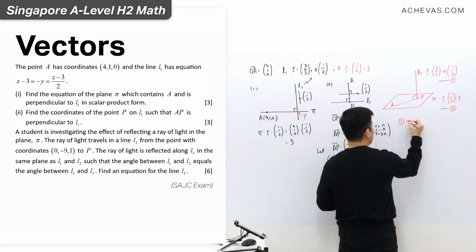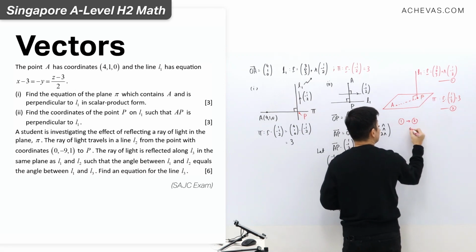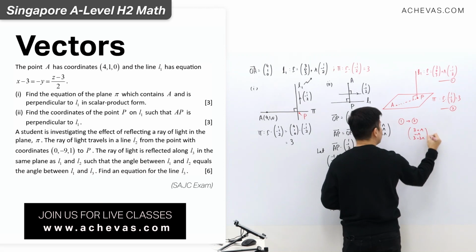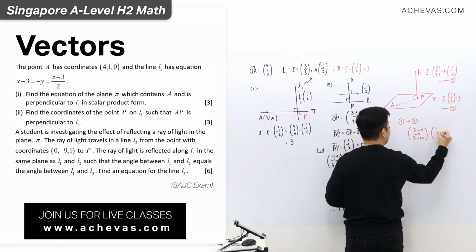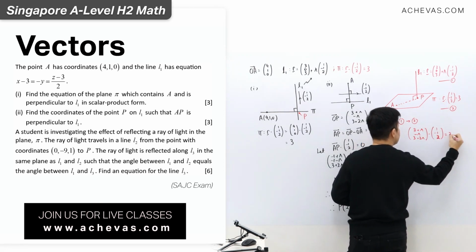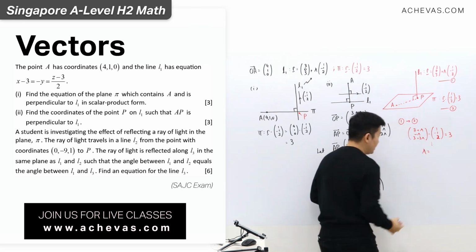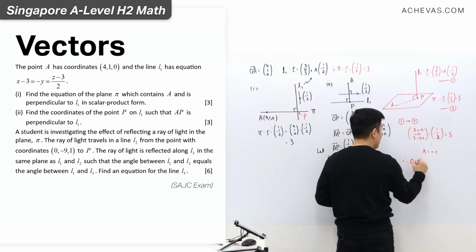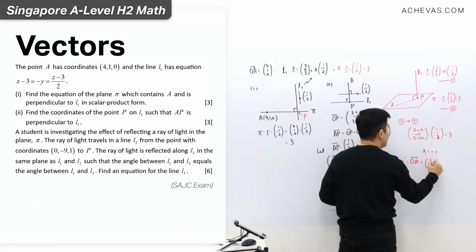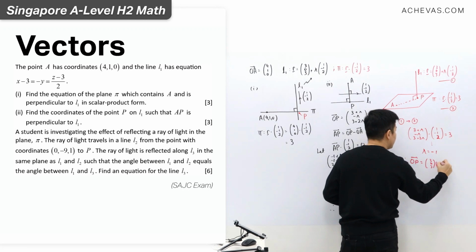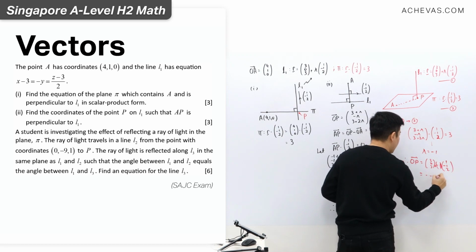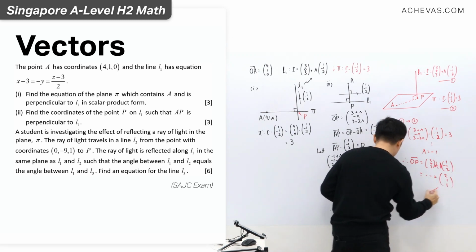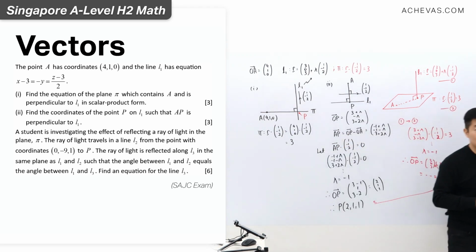So if I put equation 1 into equation 2, it is going to be (3 plus lambda, minus lambda, 3 plus 2 lambda), putting into this (1, -2, 3). This is equal to 3. Solving for lambda, lambda will still be equal to minus 1. Then I'll sub it back into here to get OP. It will be (3, 0, 3) minus 1 times (1, -1, 2). And I will still get (2, 1, 1), which gives me the same coordinate of (2, 1, 1).